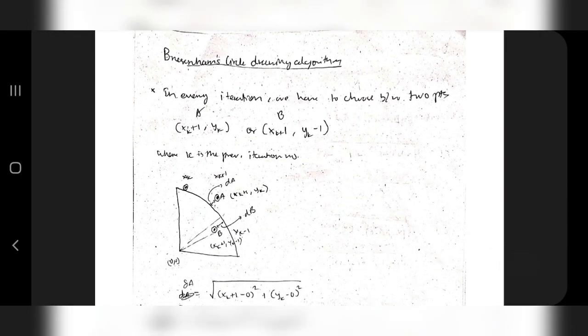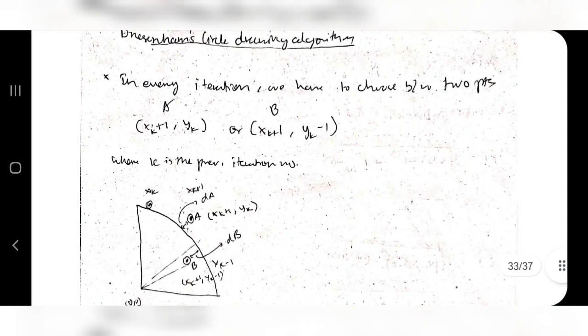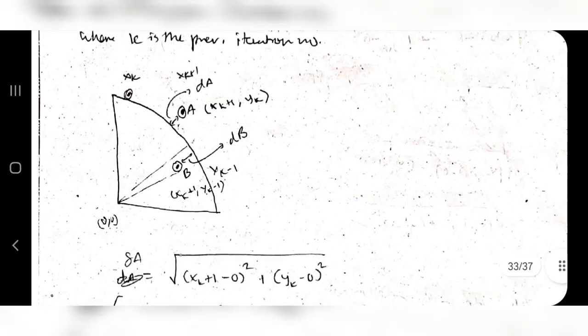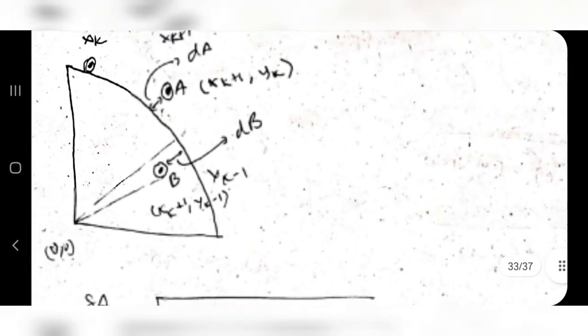So just listen, if you are having any doubt in this one. Everything is the same: this is the starting point, this is the ending point. At each point the decision has to be made. X is anyways incrementing. The question is, will y decrement or stay the same? So here, these are the points.